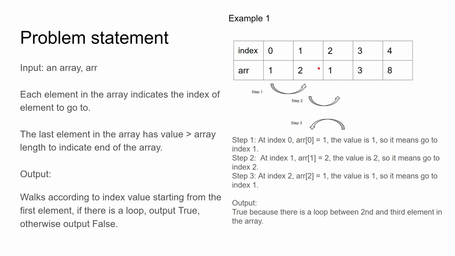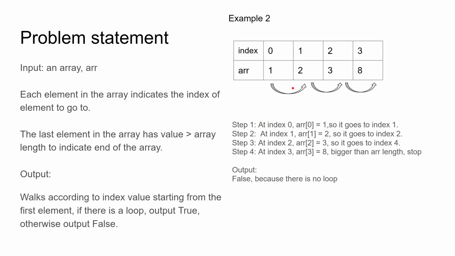For an example, at step 1, at index 0, array 0 is equal to 1. The value is 1, so it means to go to index 1. Step 2, after going to index 1, array 1 is equal to 2, so then it'll go to index 2. And after that, on index 2, array 2 is equal to 1, so it'll go to index 1, and it'll keep on going in loops, so the output is true.